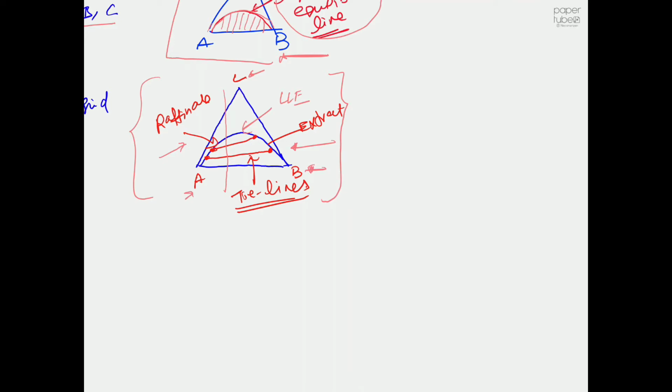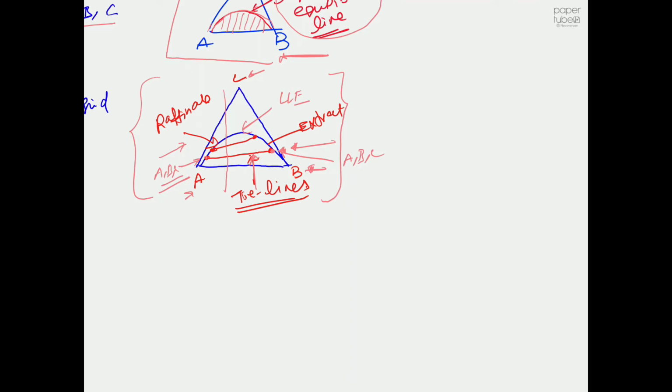And this is something very important, tie lines. Tie lines connect the composition of your extract and the composition of your raffinate. So this point is your extract side, this point is your raffinate side, and whatever the composition we have here, A, B, C. So these are the things you should remember for this lecture. Then it will be easy to do a few things.